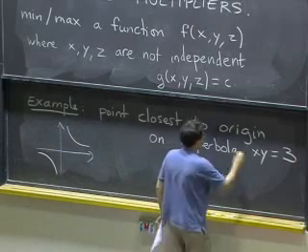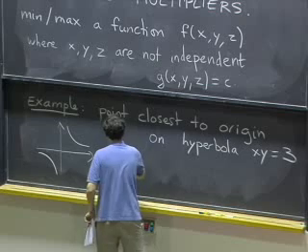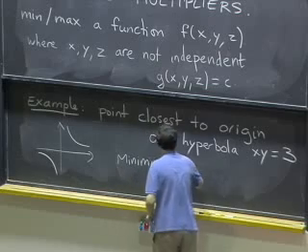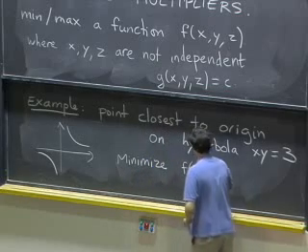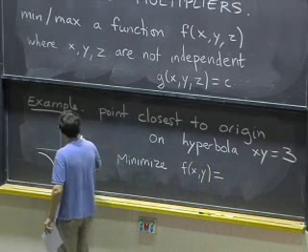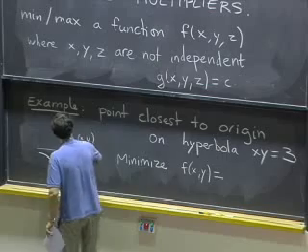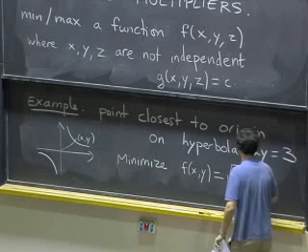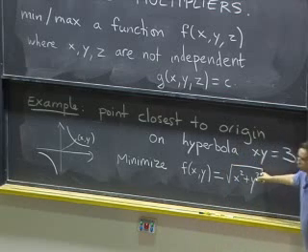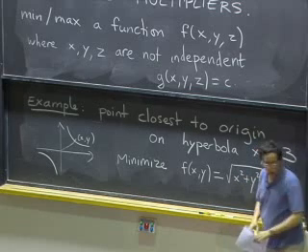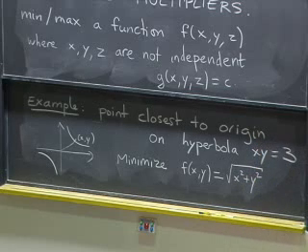So what does it mean? Well, it means really we want to minimize distance to the origin. So what's the distance to the origin? If I have a point at coordinates x, y, then the distance to the origin is square root of x squared plus y squared. Well, do we really want to minimize that, or can we minimize something easier? Yeah, maybe we can minimize the square of the distance.